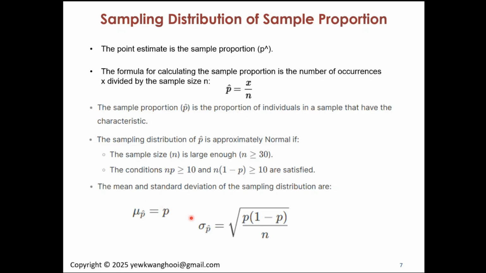And then an additional thing: if you want to figure out the sample mean, you can use the p. If you want to figure out the standard deviation of the sample proportion, then you can use this formula.